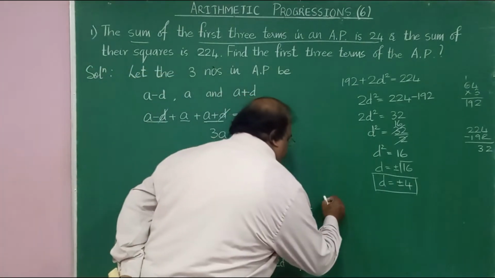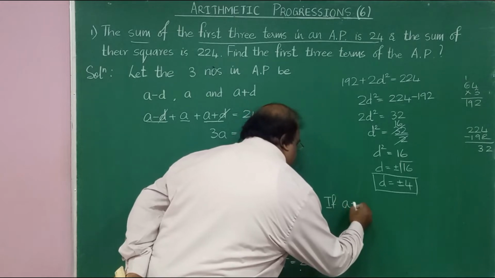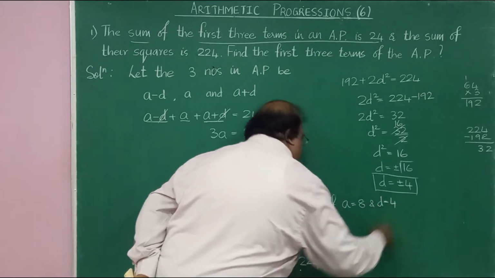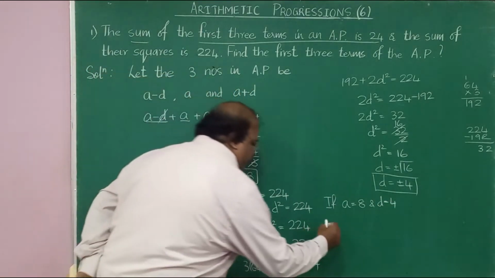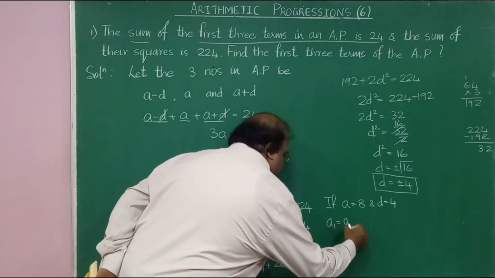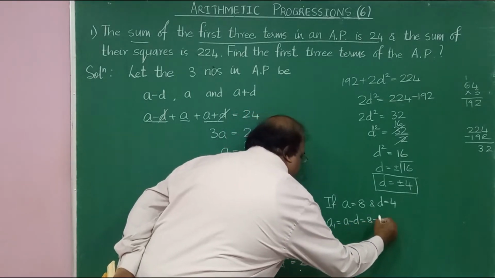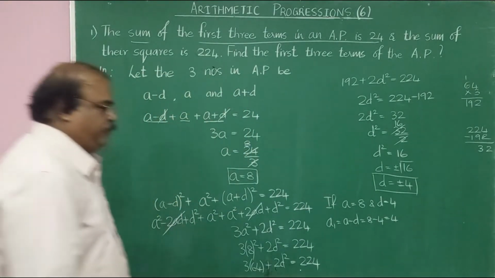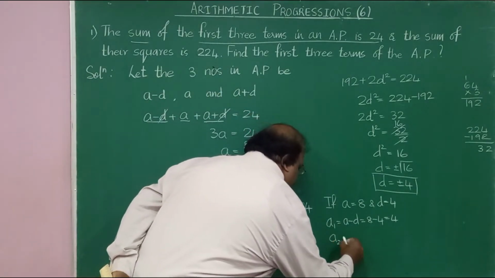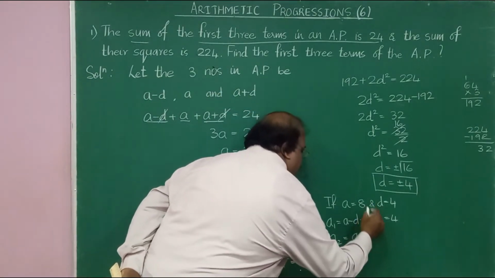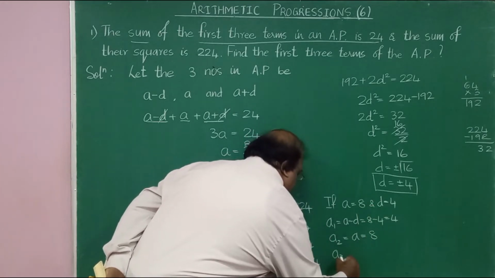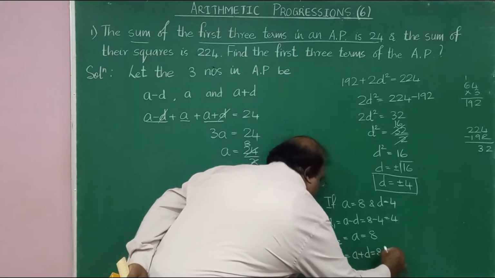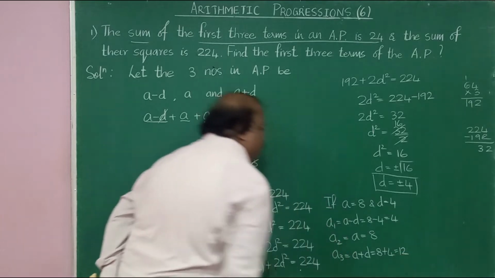So if A was considered as 8 and D is considered as plus 4, then your first term is A minus D, which is 8 minus 4, which is 4. Your second term is A, which you know is 8. And your third term is A plus D, that is 8 plus 4, which you know is 12.